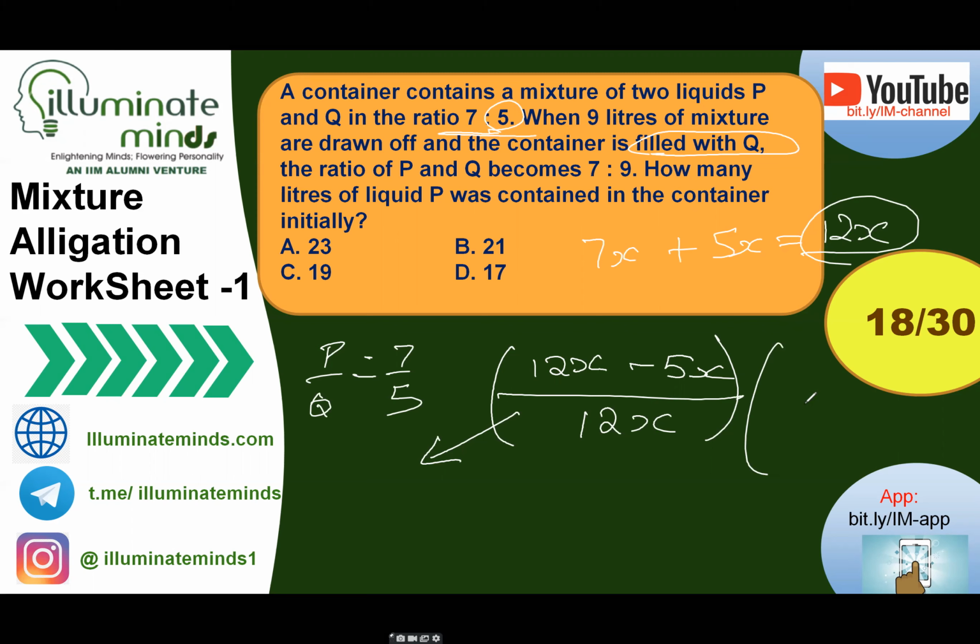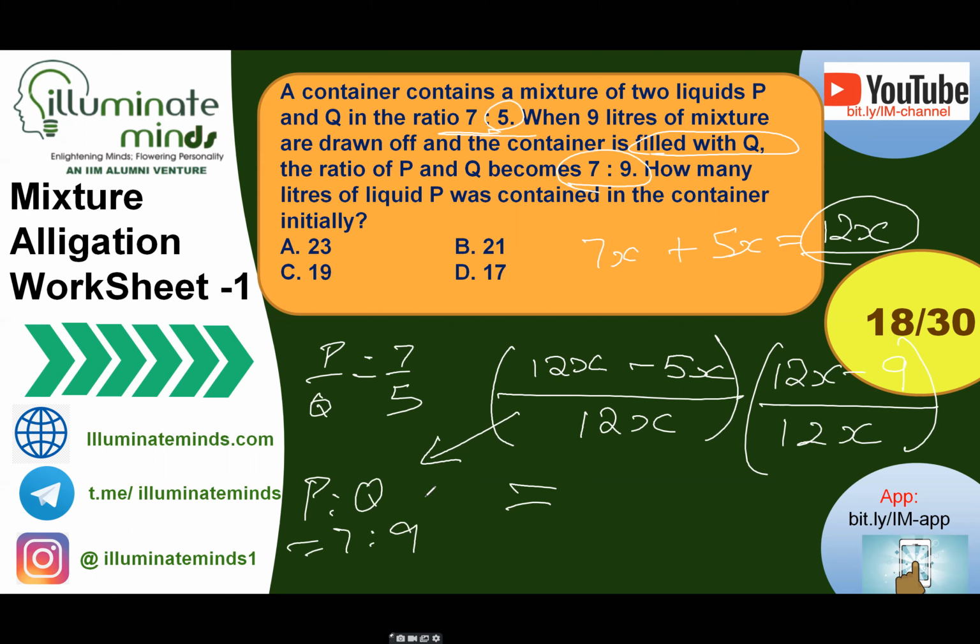Now what I will do next is 9 liters are drawn off. 12x minus 9 liters divided by 12x will make the situation equal to 7:9. 7:9 is P is to Q. P is to Q is now 7:9. But present P upon initial P will be equal to 7 upon 7 plus 9, which is equal to 16. So now I will go about solving these things. So this will become 7 upon 12. No problems with this. All right. 7 upon 12. This is 3. This is 4. This gets cancelled. So this eventually becomes how much?